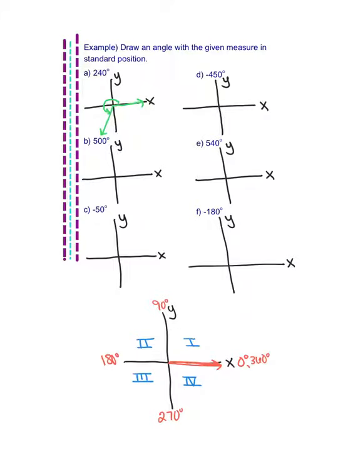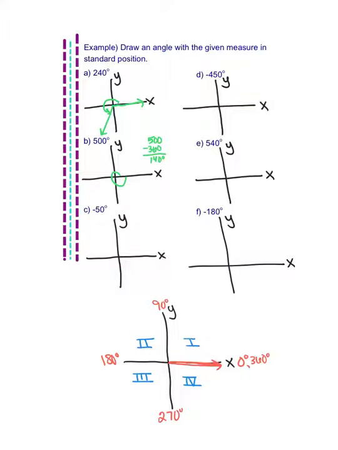The next one, example 500. So I noticed right off that 500 is greater than 360. So I'm going to go ahead and subtract those two numbers to see how much further I need to go once I bypass that initial rotation. So I'm going to be going around once. That's 360 degrees. And now I need to go 140 degrees more.